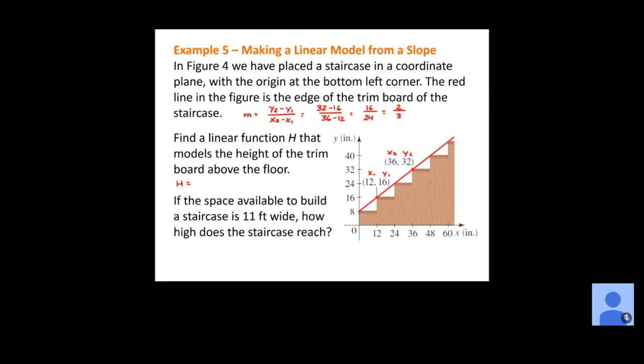All right, now the other thing we said we needed was the y-intercept. Do we have the y-intercept here? It's 8, right? Because we can look at our graph, it crosses the y-axis right there at 8. So now we know that b equals 8. So now what's our linear function going to look like?